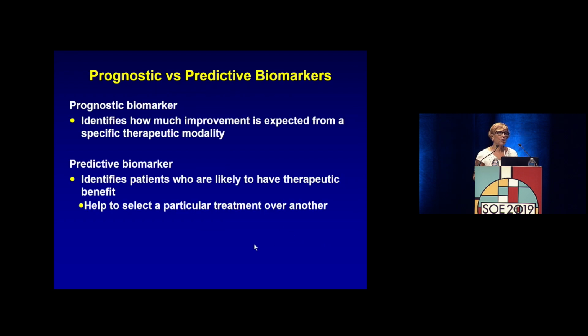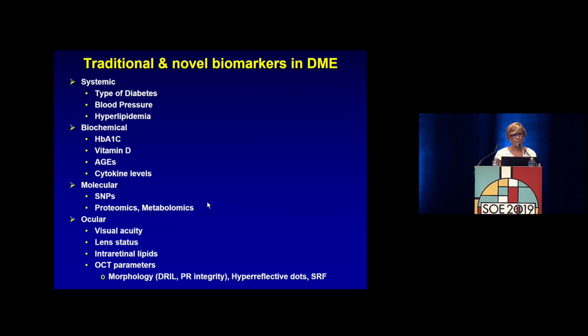The NIH differentiates between 2 types of biomarkers, a prognostic biomarker and a predictive biomarker. The prognostic biomarker identifies how much improvement is expected from a specific therapeutic modality. And a predictive biomarker is actually really, really important because it can identify potentially patients who are likely to have a therapeutic benefit, and thus will help us select between various treatments.